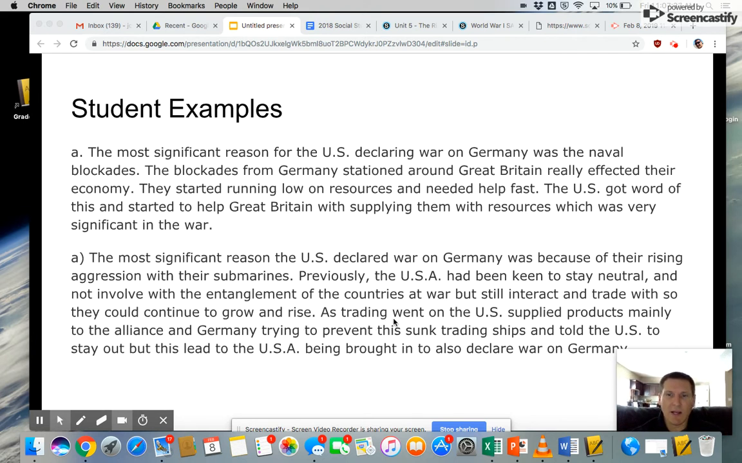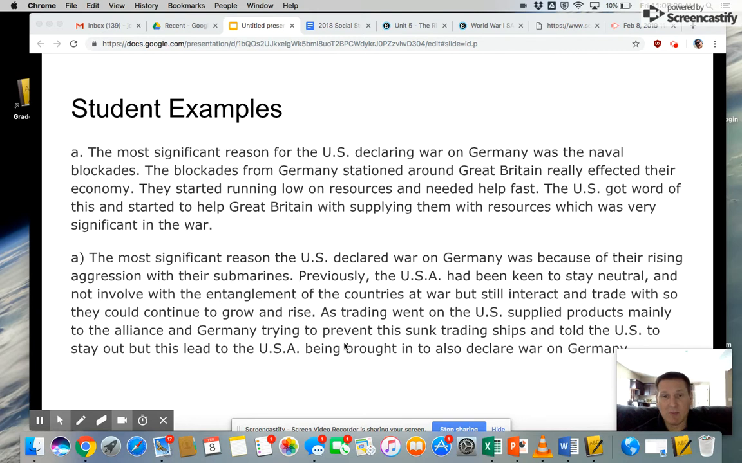As trading went on, the U.S. supplied products mainly to the alliance, and Germany trying to prevent this sunk trading ships and told the U.S. to stay out, but this led to the U.S. being brought in to also declare war on Germany. Okay, so they are saying, I guess, because of the rising aggression with the submarines.